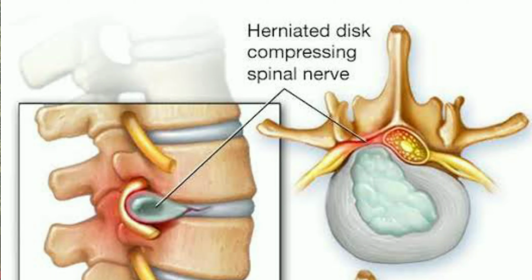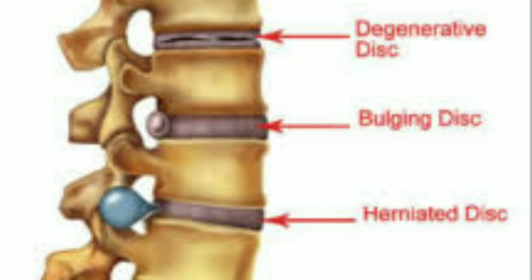Now I would like to clear the myth of everyone: what is slip disc? It actually doesn't slip, but there is injury to the connective tissue between the two vertebrae. Suppose these are the two vertebrae and there is a cushion between them. Any injury to that cushion leads to lateral bulging of the inner material of the cushion. It gets bulged out to the lateral side and it compresses the nerves. This is actually what slip disc is.